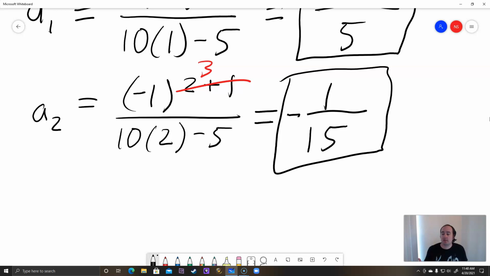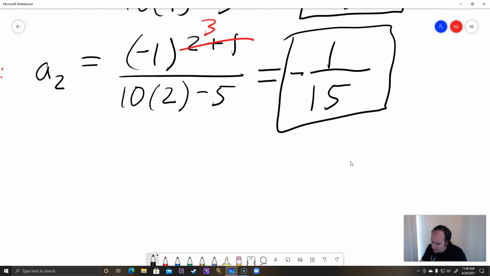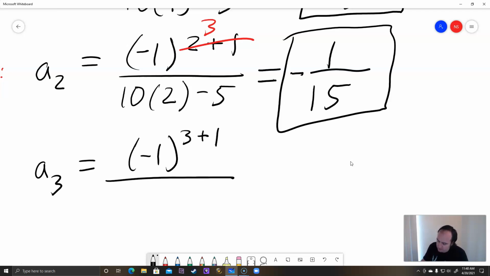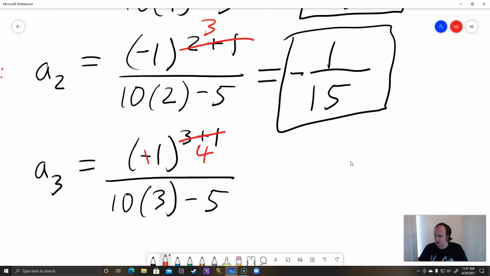And then of course we keep going because they asked for the first 4 terms. So we still need to do a3 and a4. Okay, so a3, using the same formula, is going to be -1 to the 3 plus 1 all over 10 times 3 minus 5. Okay, so -1 to the 3 plus 1 is going to be -1 to the 4. And because 4 is actually an even power, that minus is going to go away.